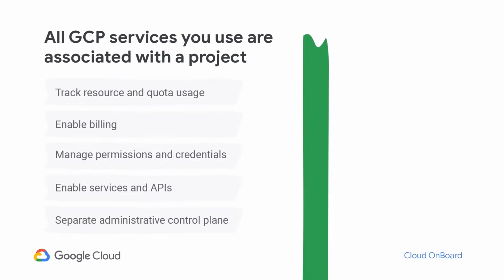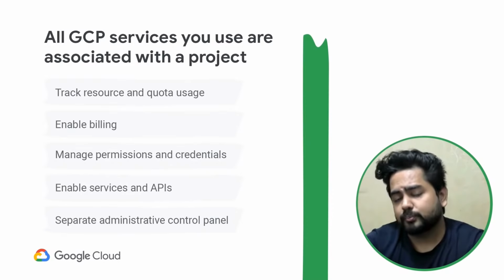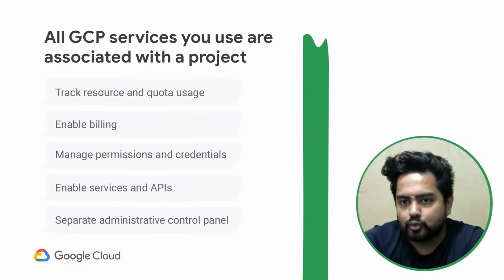Think about it like this: if you want to leverage an API, you want to enable billing, you can add or remove collaborators and assign permissions. Now each project is basically a separate logical container or compartment which holds all those individual cloud resources. And inside these projects, I can put all the resources that may be required to run it.